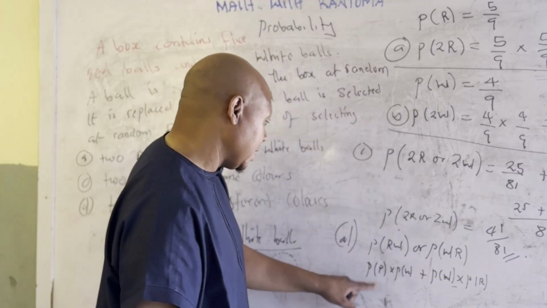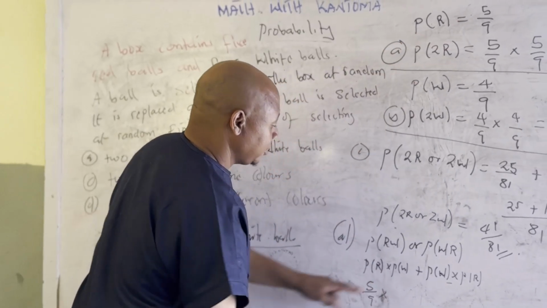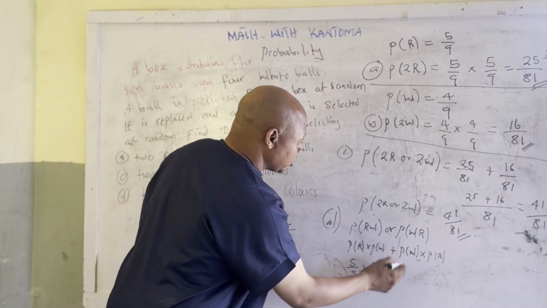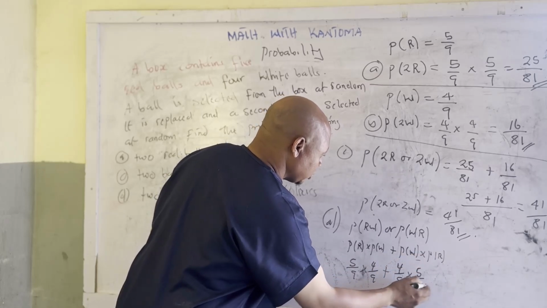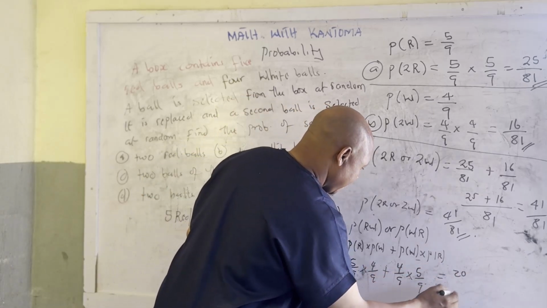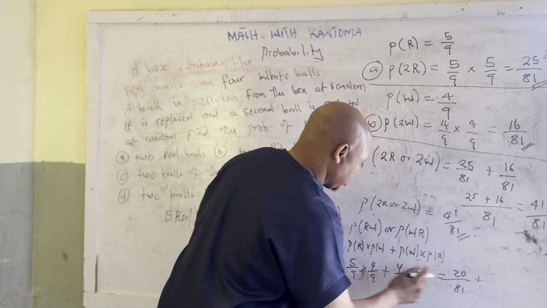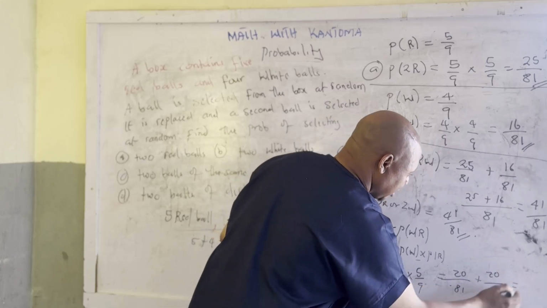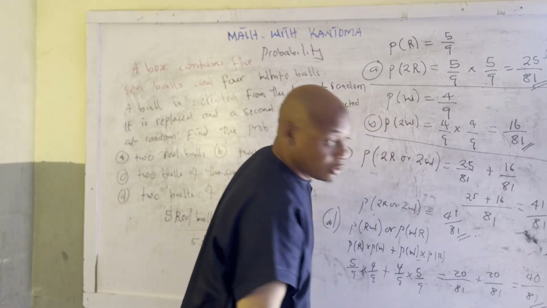Probability of selecting a red first. Probability of selecting a red is 5 over 9 times probability of selecting 1 white is 4 over 9, plus probability of selecting white is 4 over 9 times probability of selecting red is 5 over 9. So if you simplify this, 5 times 4 is 20 over 9 times 9 is 81, plus 4 times 5 is 20 over 9 times 9 is 81. So you find the LCM. LCM is 81. 20 plus 20 is 40. So this is going to be 40 over 81.